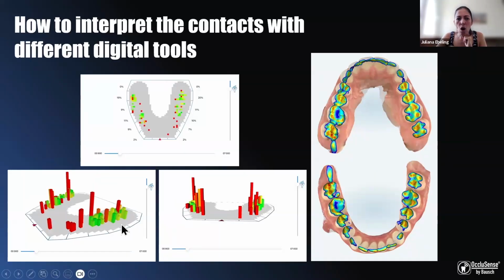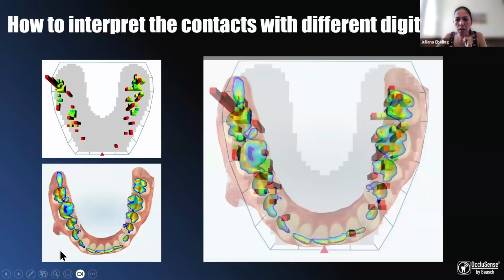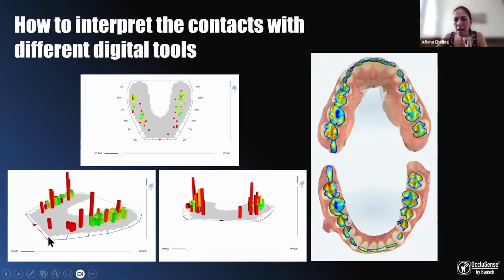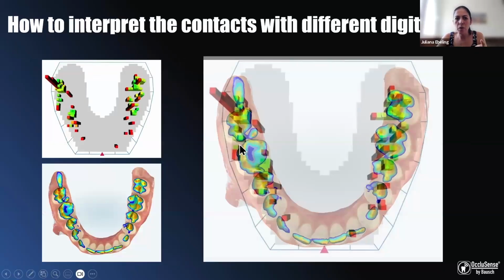And OccluSense gives us a dynamic registration. Do we have a correspondence between these devices? Yes, I can find the right moment that these contacts are happening here. But remember that I need to look for this moment.